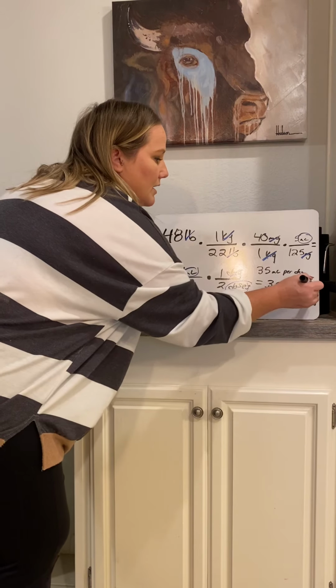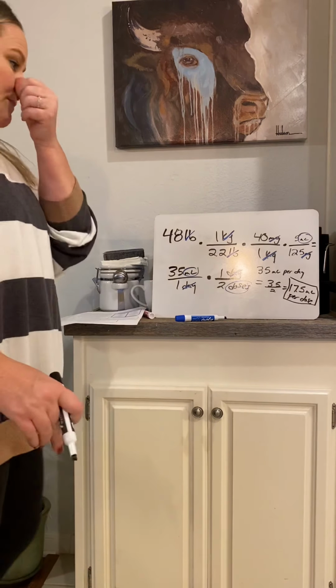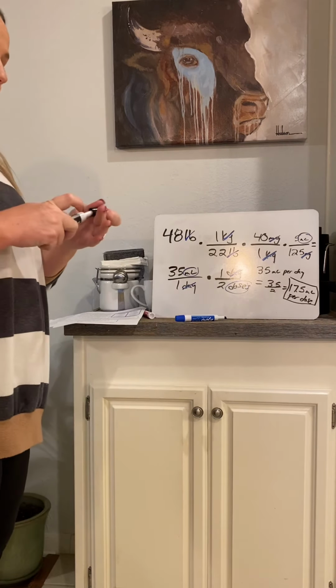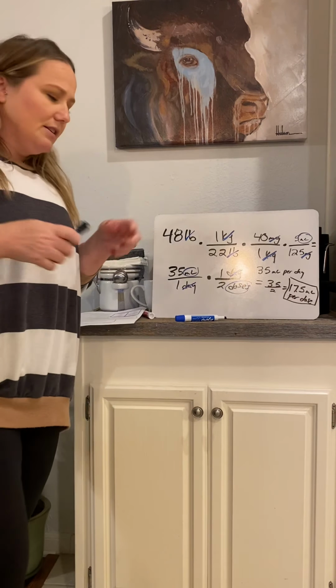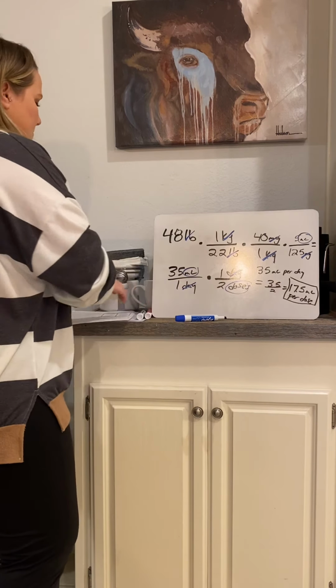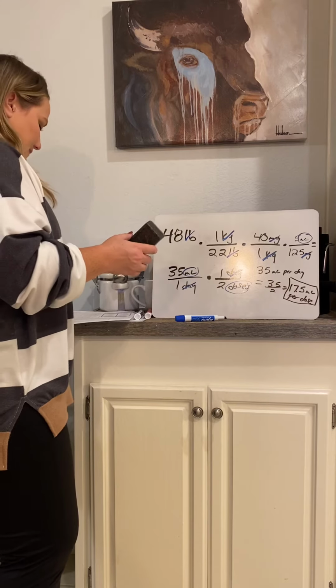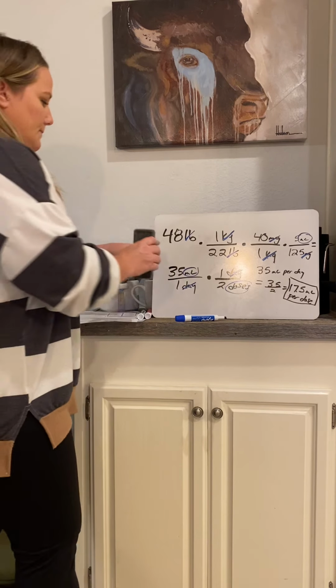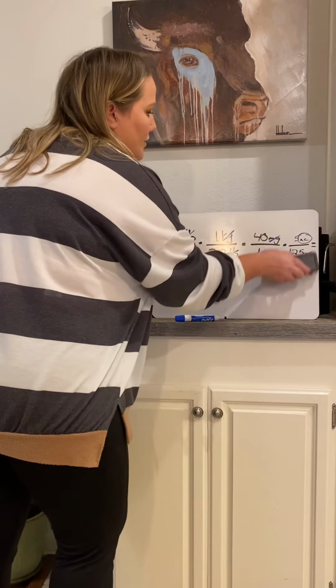Sorry for my ugly handwriting, working in my kitchen, but 17.5 mils per dose of that amoxicillin, which I'm sure you guys have had, that yucky, bubblegum tasting stuff. So if he's getting 17.5 mils per dose, now we need to actually write out the prescription label.